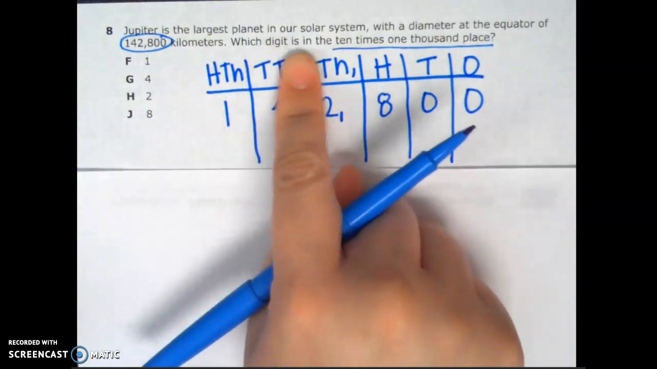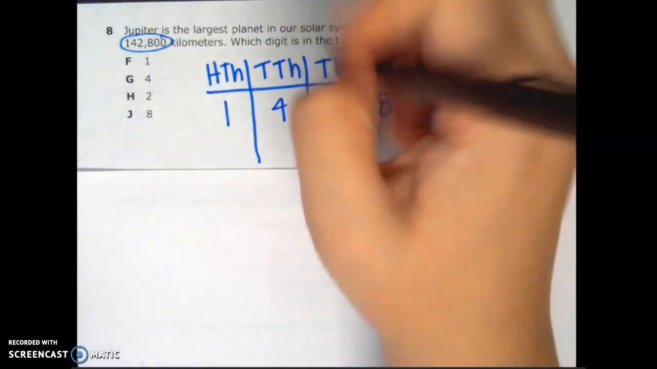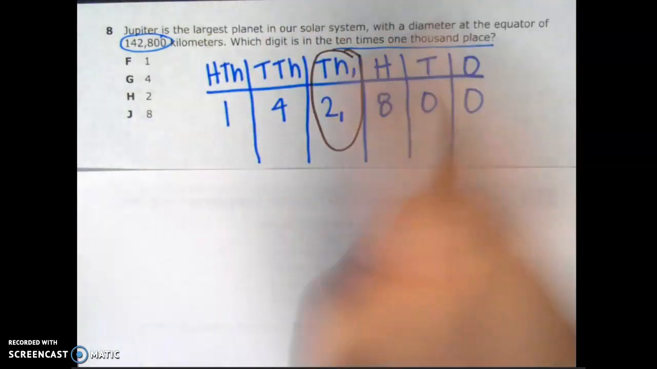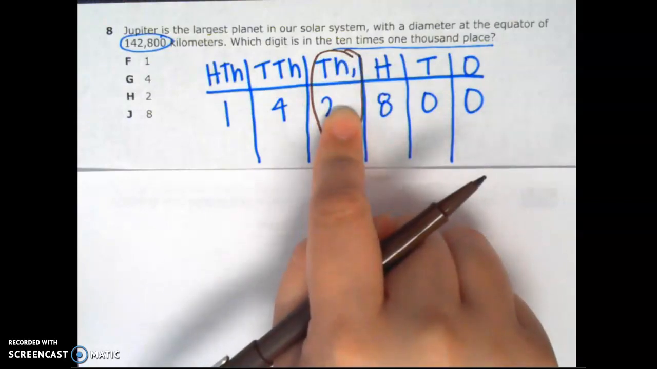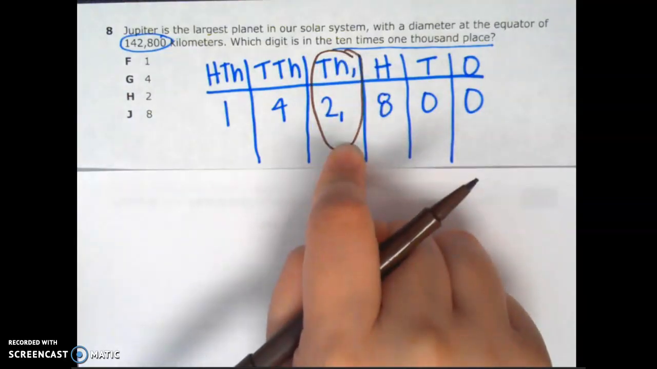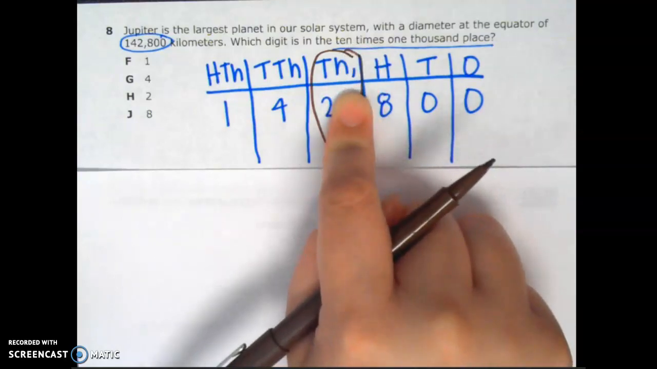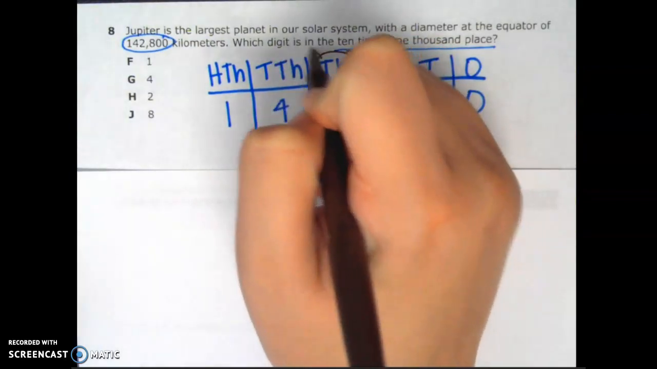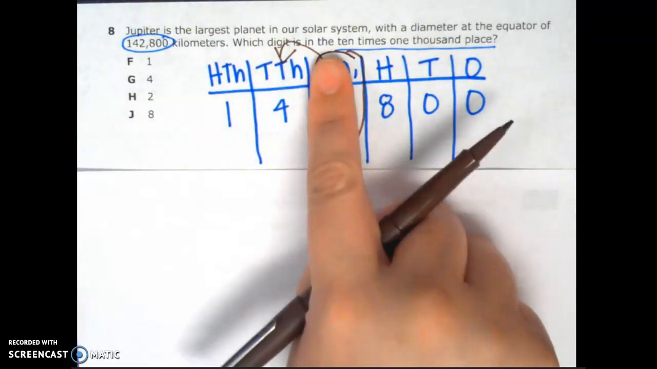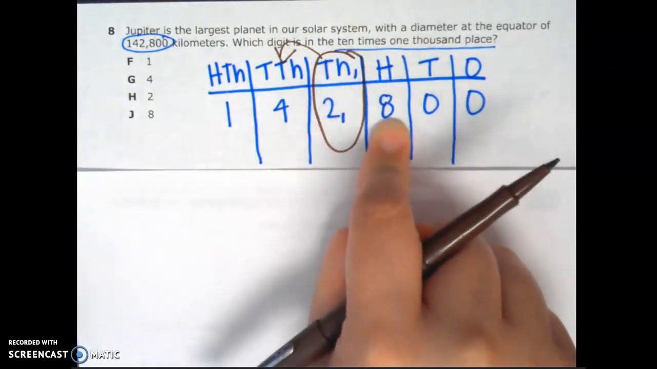Which digit is in the 10 times 1,000s place? Well, here's my thousands. And if I want to go 10 times that number, I want to go to a bigger place value. If I want to go 10 times bigger than my thousands place, I want to go to a bigger place value. And to go bigger, I'm going to go to the left. That's your 10,000s. If it said 10 times smaller, you would go to the hundreds place value.